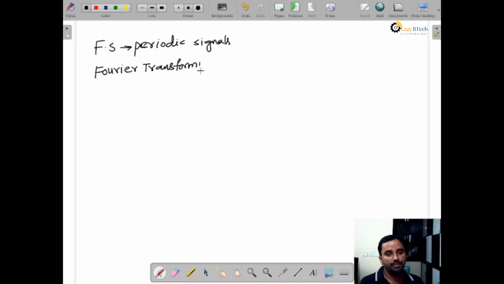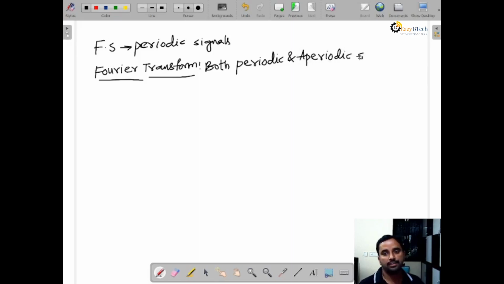This Fourier transform concept is applicable for both periodic and aperiodic signals. We can use it for periodic and aperiodic, that is, non-periodic signals.